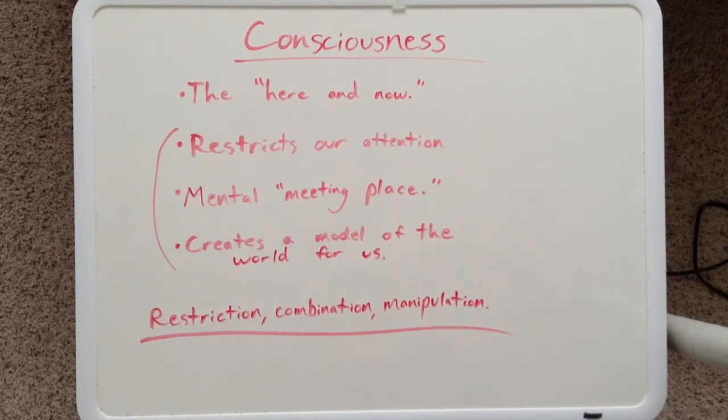It connects memory with emotions, motives, things like that. And finally, it creates a model of the world for us. So that means we can reflect on past experiences, plan for the future, and do some higher thinking like that. So the main focus of the conscious mind lies with restriction, combination, and manipulation.